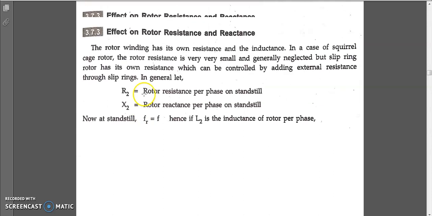Now let us see the effect of slip on rotor resistance as well as reactance. Let R2 be the rotor resistance per phase. We know it is a 3 phase machine, but we are considering only one phase for understanding, on standstill, meaning speed is equal to 0. Whereas X2 is the rotor reactance per phase on standstill. During standstill Fr is equal to F, because Fr is equal to S times F, and standstill means S equal to 1. So Fr is equal to F. Let L2 be the inductance of rotor per phase.